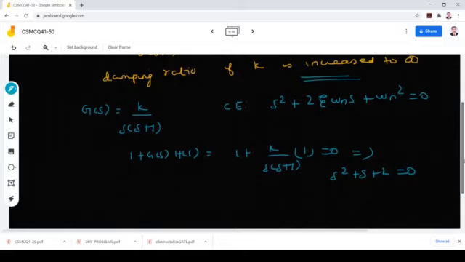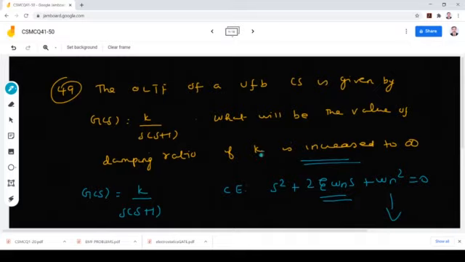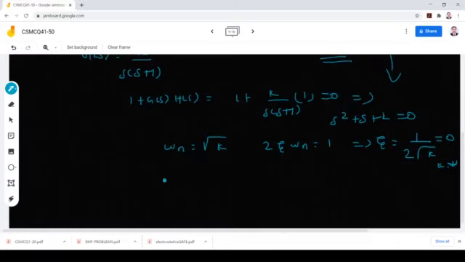Now if you compare both equations, we can understand omega n is equal to root k. Then compare the coefficient: 2 zeta omega n is equal to 1. Omega n is equal to root k. This implies zeta is equal to 1 by 2 root k. What they are asking: if k increases to infinity, what will happen to the damping ratio? If k tends to infinity, the damping ratio becomes 0. So the answer is the damping ratio will be 0, so zeta is equal to 0.